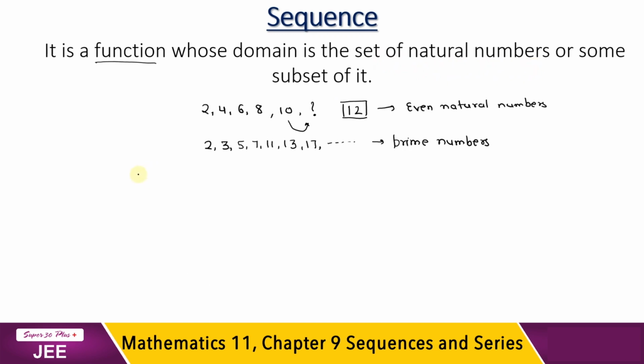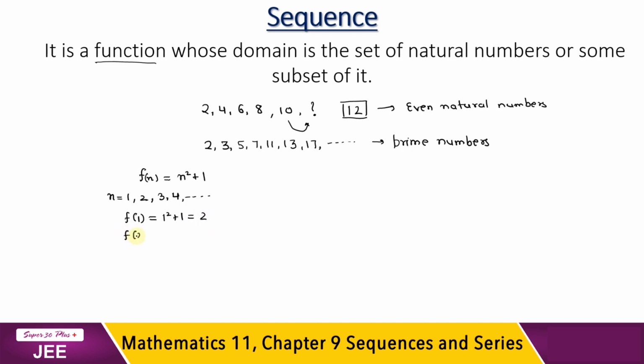Let me tell you that if we have f(n) equals n square plus 1, now if I have to put the values of n in order to get the terms of the sequence, then I can put the values of n as 1 for the first term, 2 for the second term, 3 for the third term, 4 for the fourth term and so on. Alright, if I put n equals 1, I am going to get f(1) equals 1 square plus 1, and this is equal to 2.